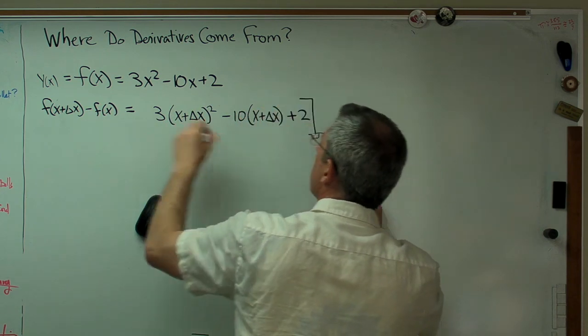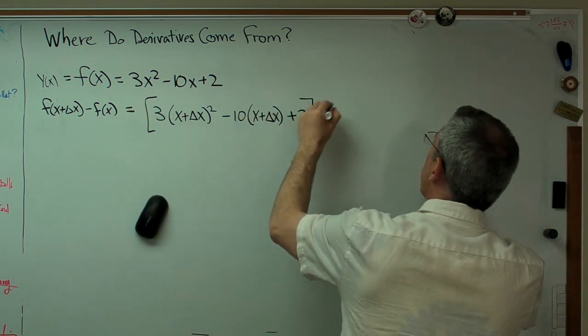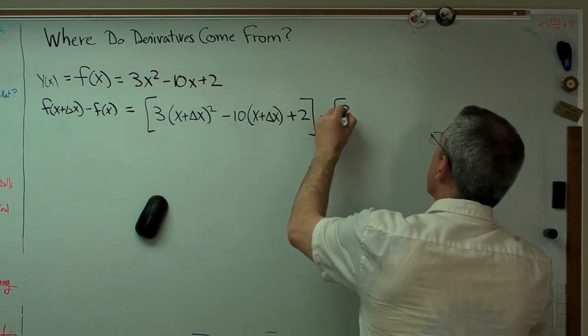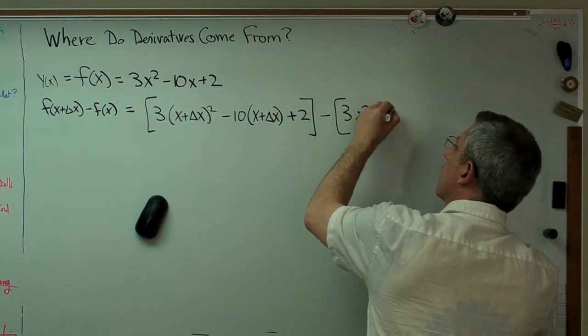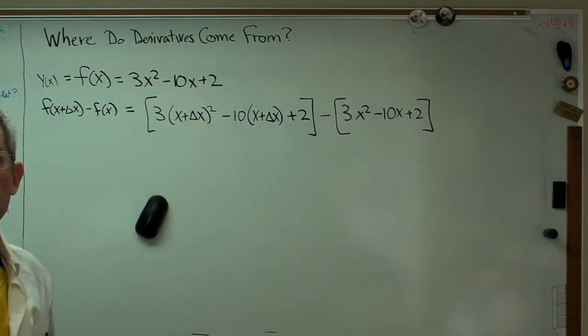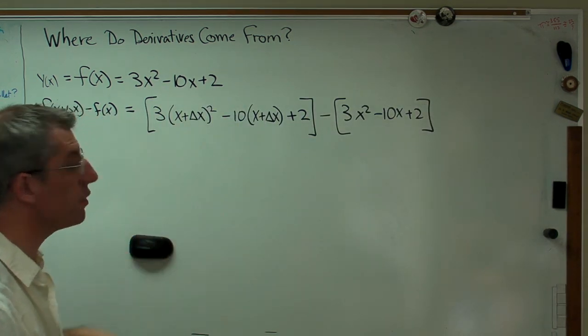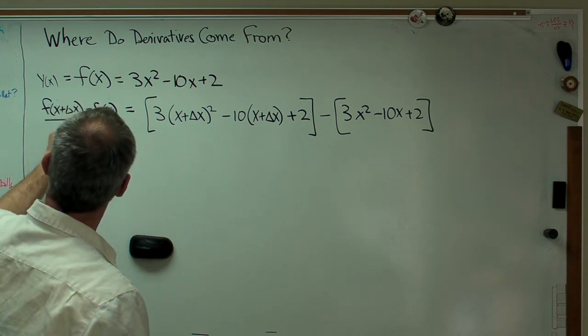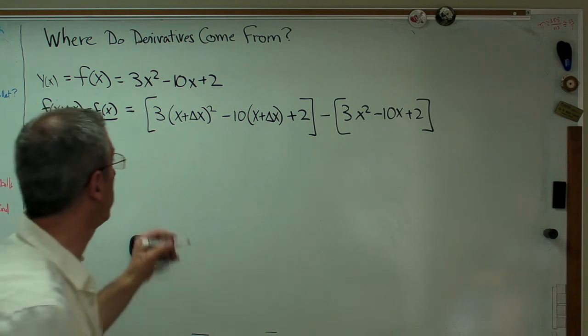Well, there's f of x plus delta x, and I'm going to subtract that function. Okay, so far so good. Again, I'm just doing what the math tells me to do. Last thing I've got to do is divide by delta x. So let's just do that.